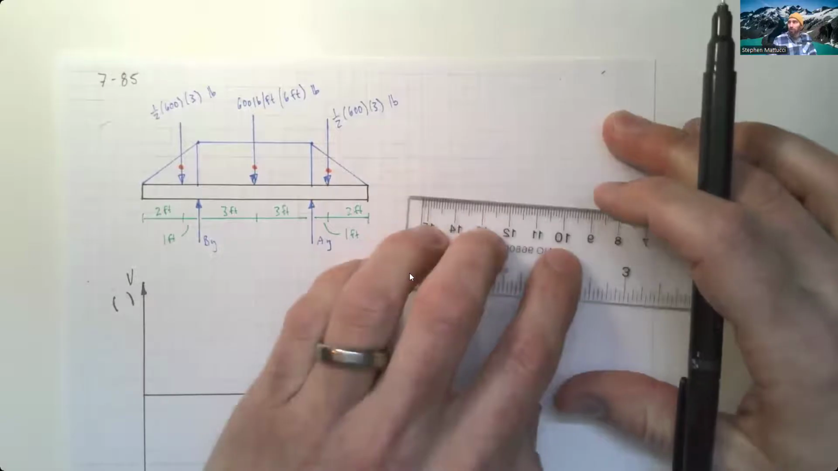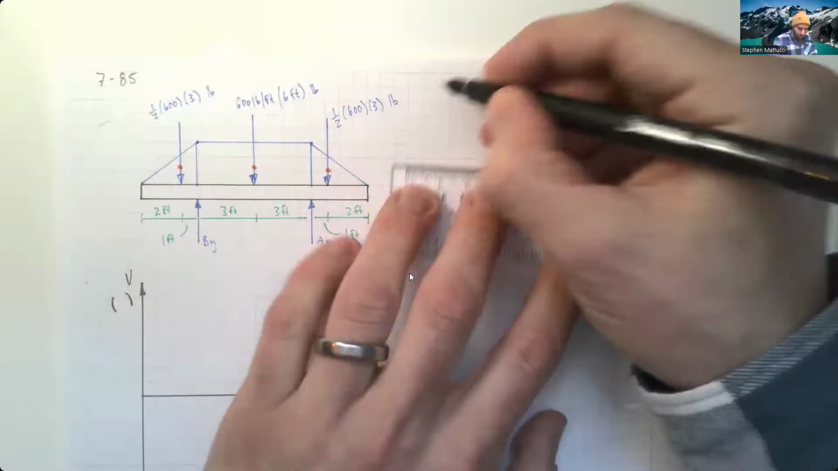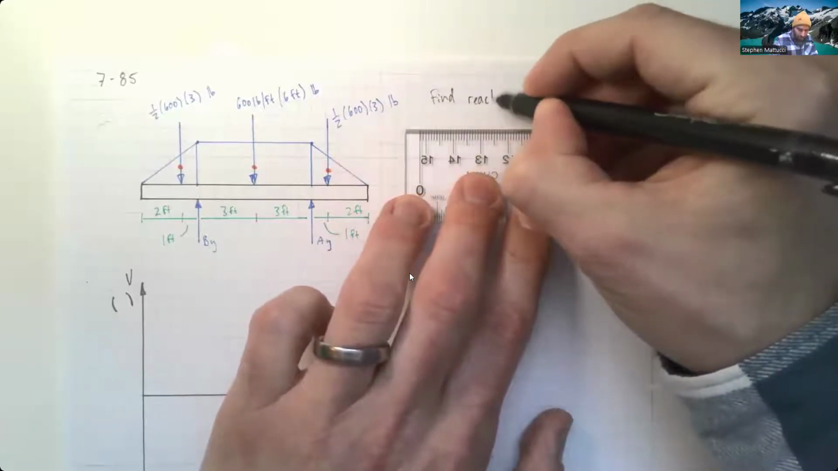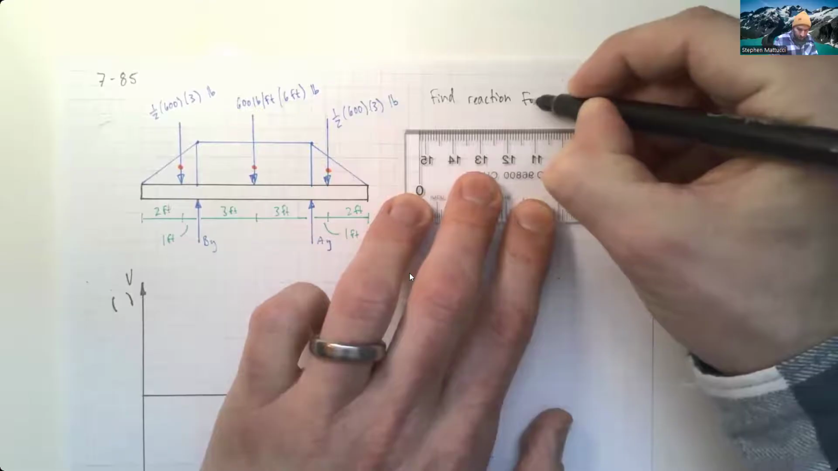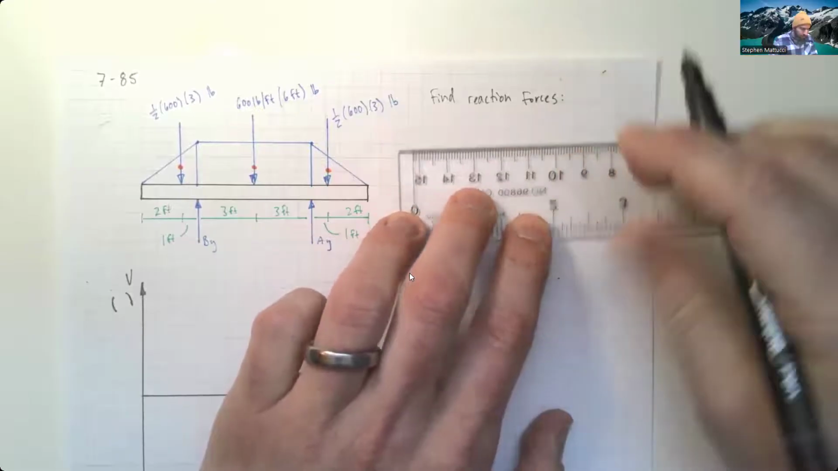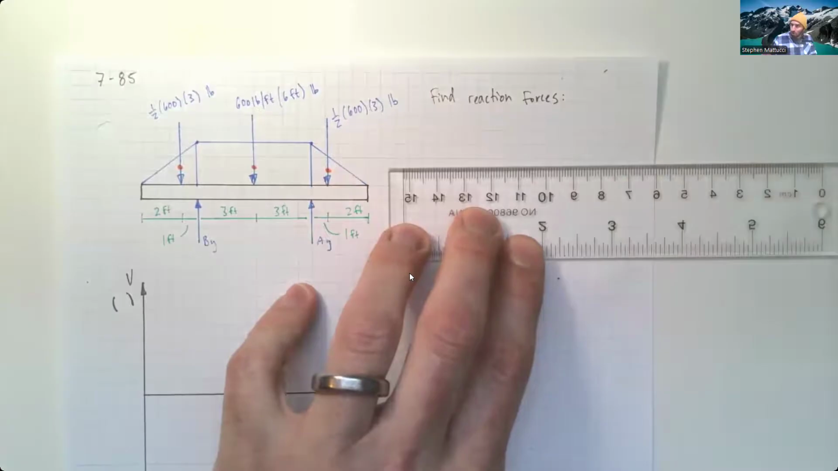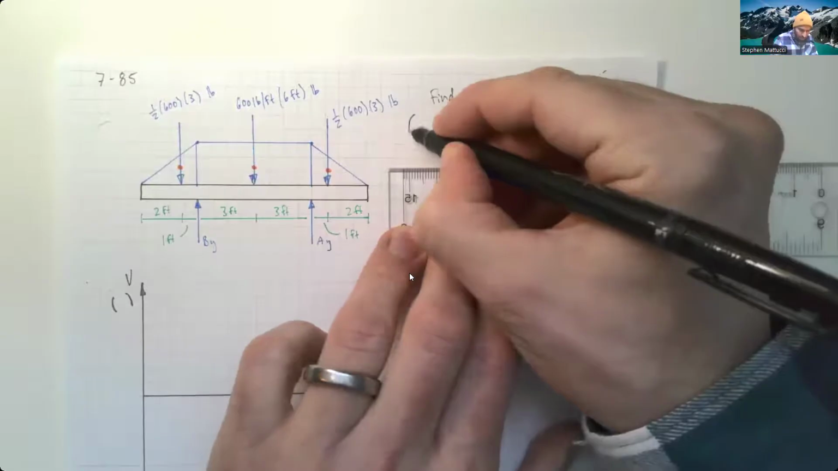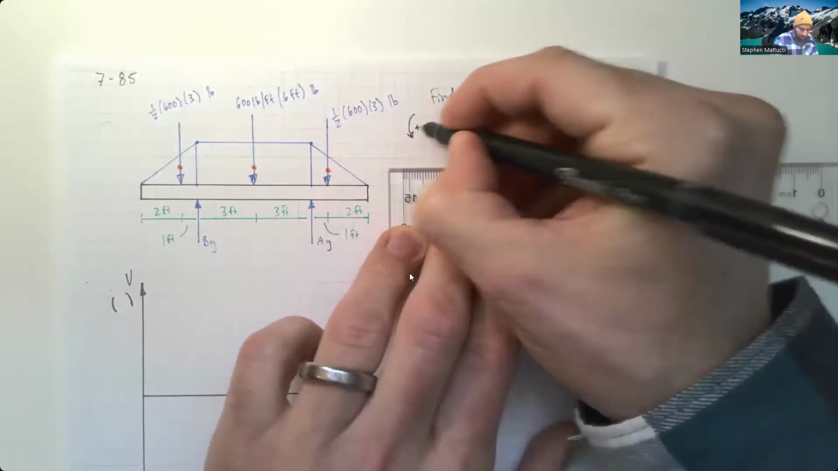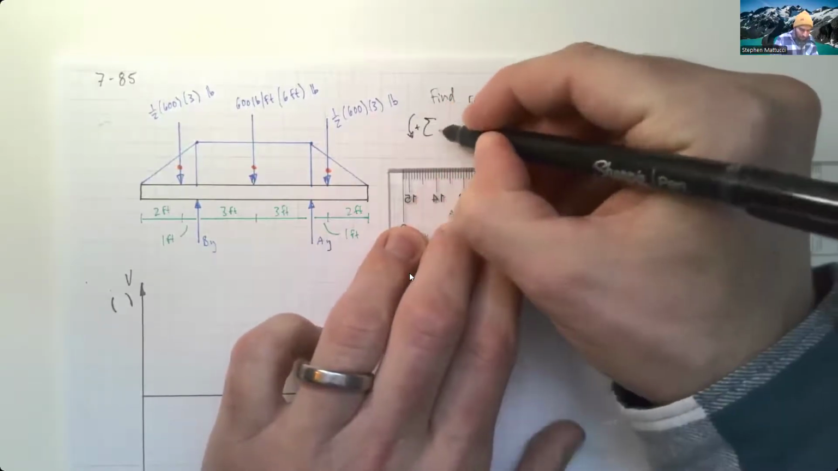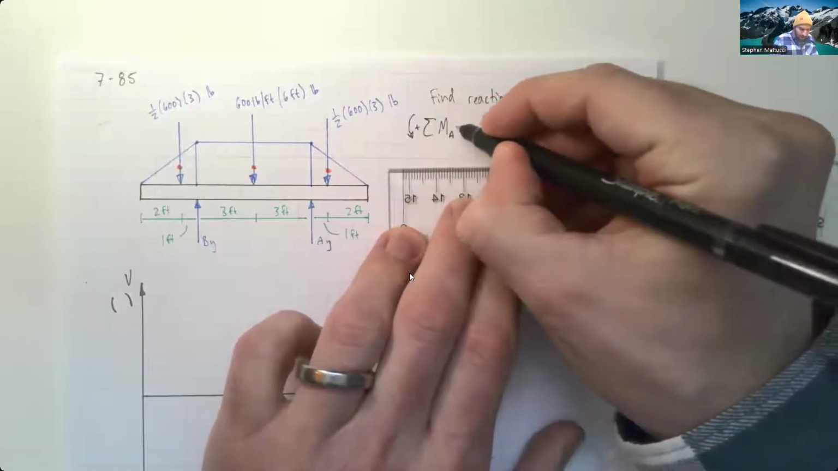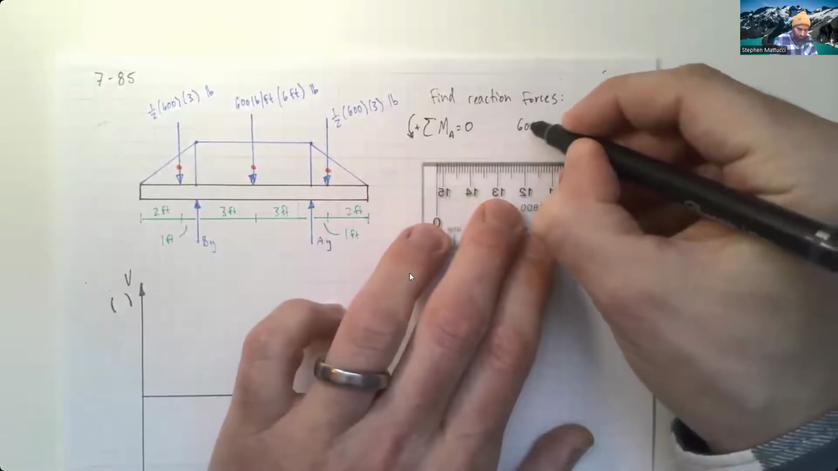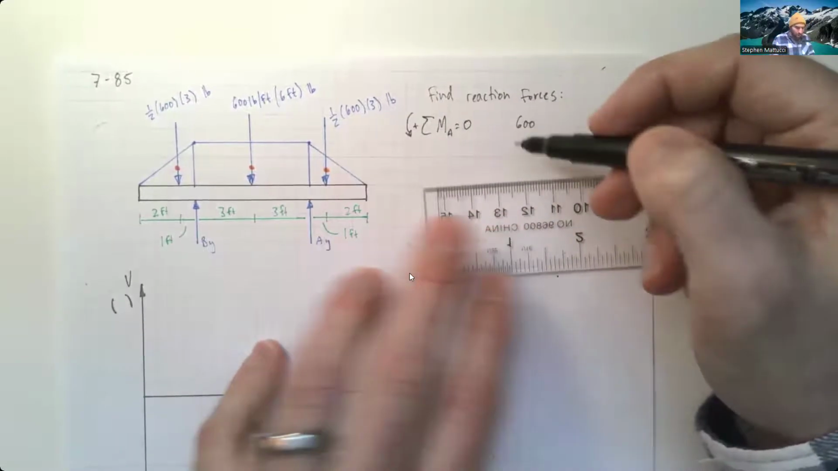And the first thing that we're going to do is we're going to find our reaction forces. This looks like my marker is starting to run out of ink. See if it lasts through this problem. So we're going to sum our moments about A equal to 0. So we're summing moments about A over here.